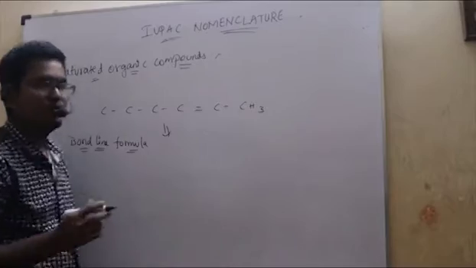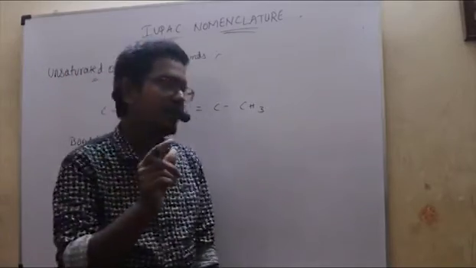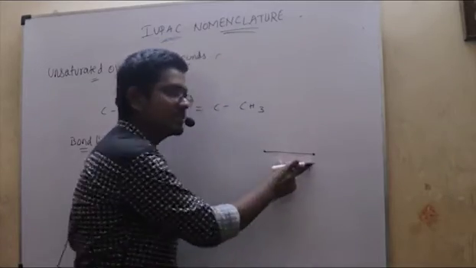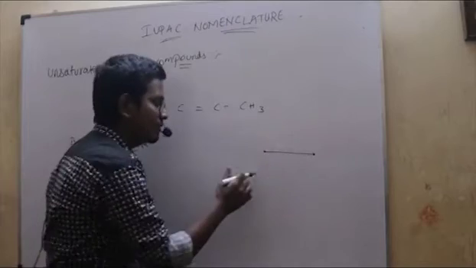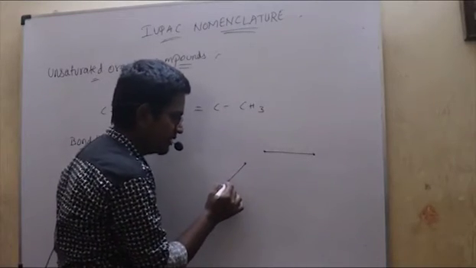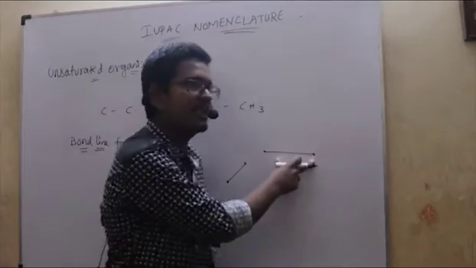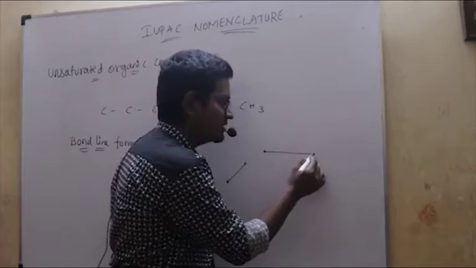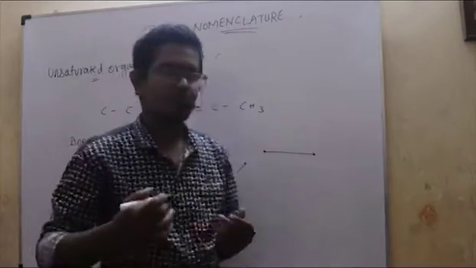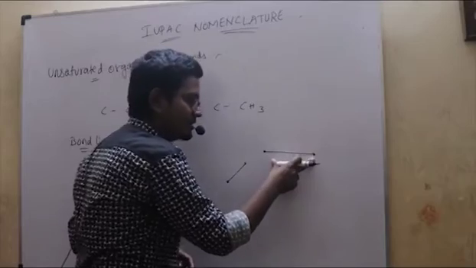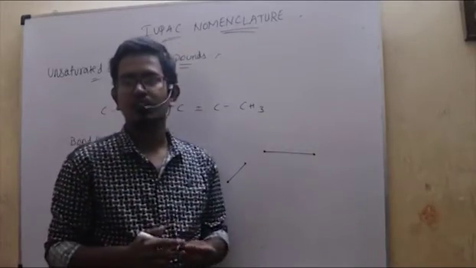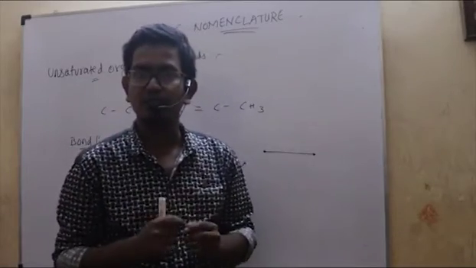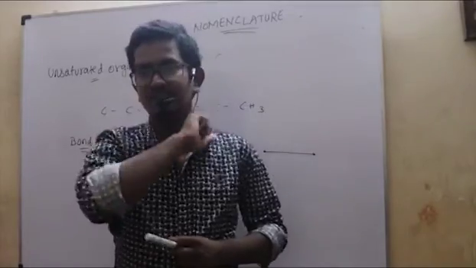For this Bondline Formula, we will draw a single line. We can draw this line however we want. Mostly this line will be like this, right? So whenever I am drawing a single line, at both the ends a carbon is present. We have to assume that at both the ends, at both the points, a carbon is present. So whenever a line is given, we have to understand that the carbons are present at both the ends, right?